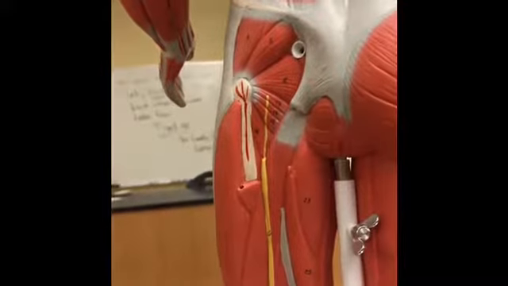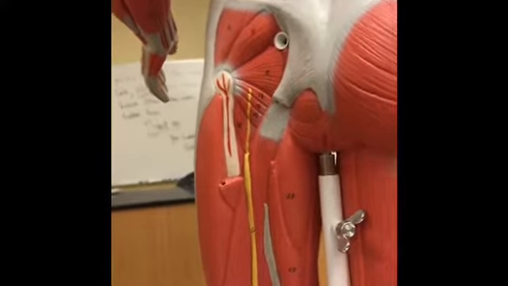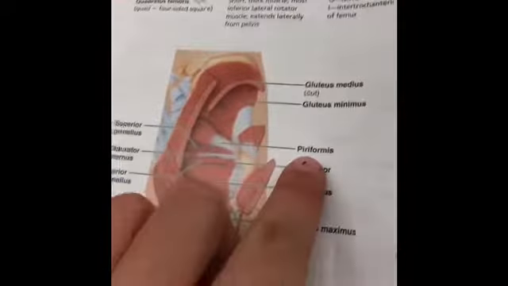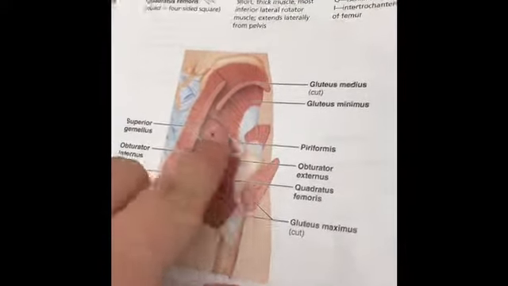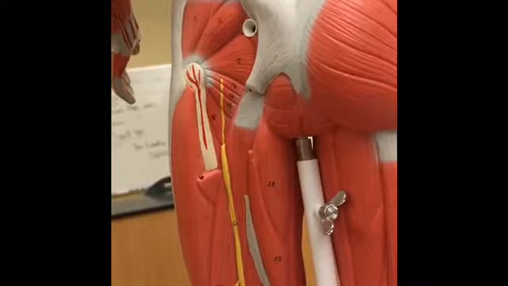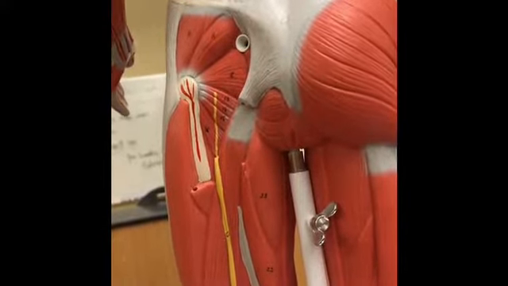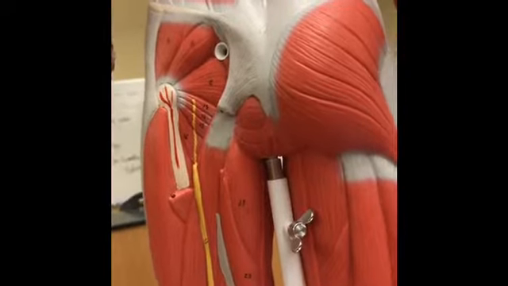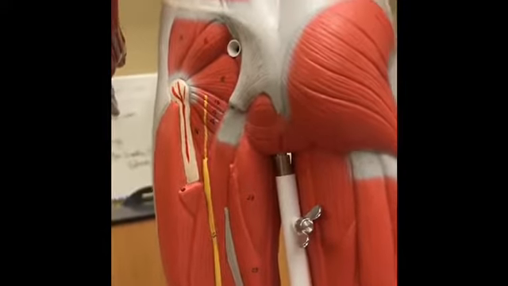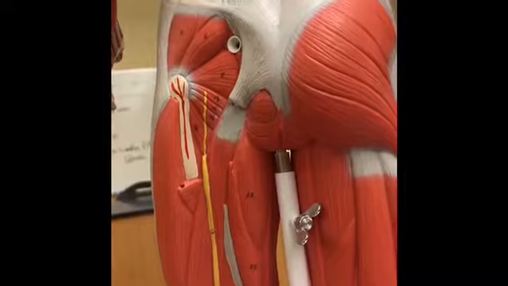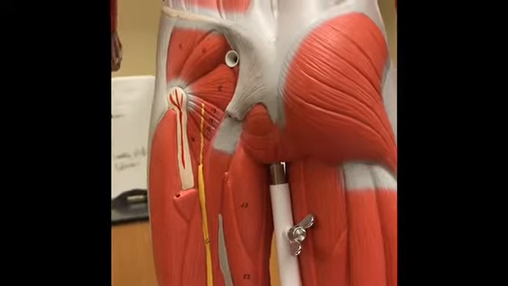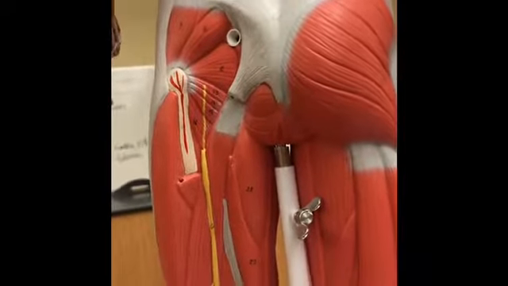medius. The piriformis is also not found on the muscleman, but is found in your book, and the piriformis is found right here. The origin is the anterolateral surface of the sacrum, opposite the greater sciatic notch, and the insertion is the superior border of the greater trochanter of the femur. The action is that it rotates the extended thigh laterally.